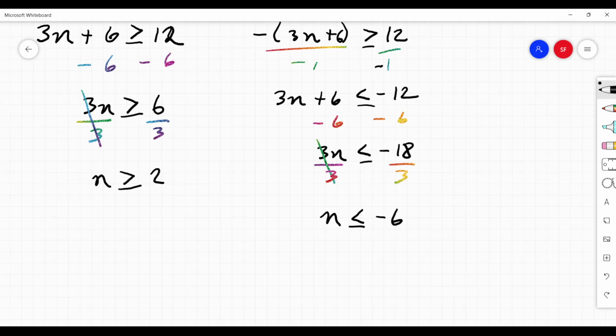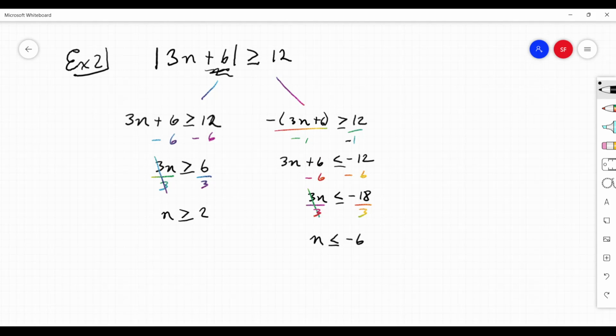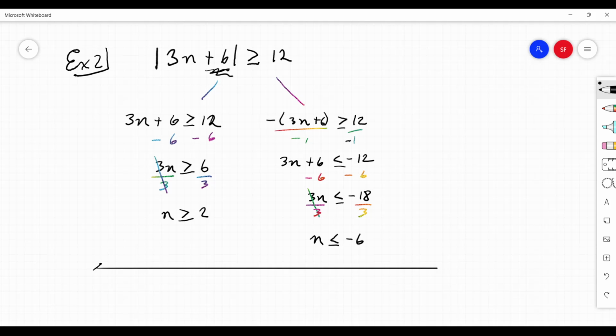Okay, so then we're going to graph our answers, and we're going to check our intervals. So we're going to do filled in circles.